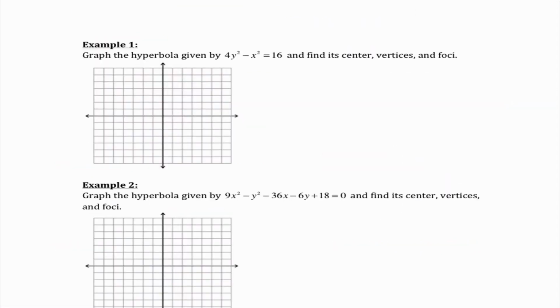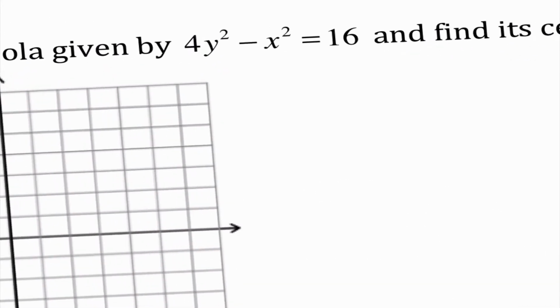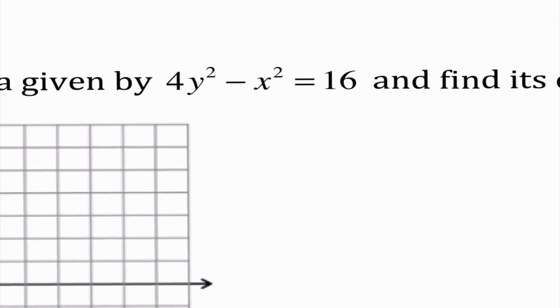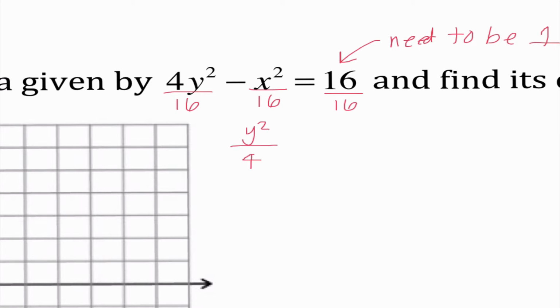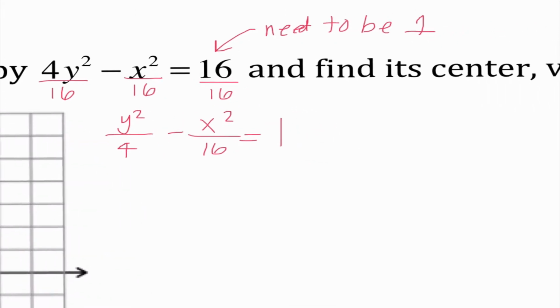Example number 1 tells us to graph the hyperbola and find its center, vertices, and foci. So, first thing we notice here, obviously it tells me it's a hyperbola, but I can also tell that because we have subtraction. So, I need this to be a 1. Just like in an ellipse, we start by dividing so we can get a 1. So I get y squared over 4 minus x squared over 16 equals 1. Okay, so this is in the correct form.